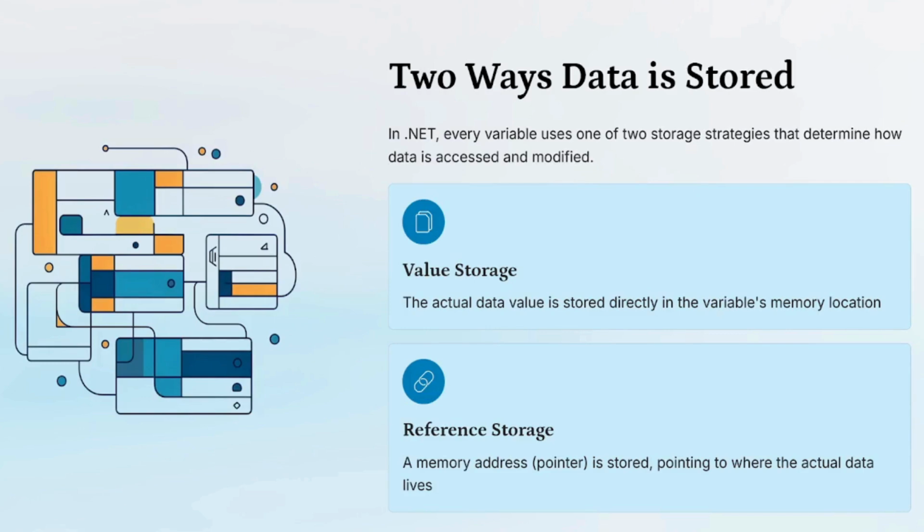In reference storage, the variable doesn't store the actual value. Instead, it stores a reference, which means it points to where the data is stored inside the memory. So the real data is stored somewhere else and the variable just refers to it. And this difference decides how your data behaves in your code.